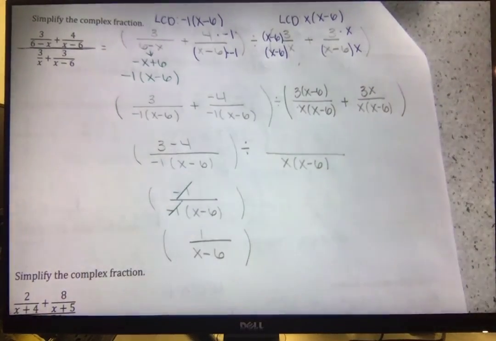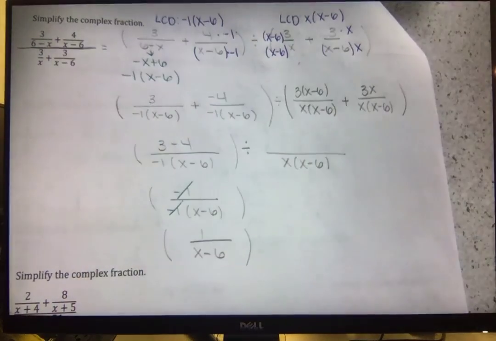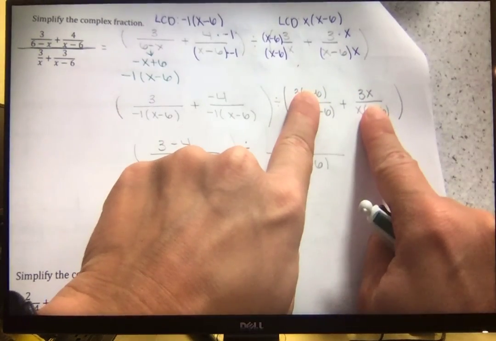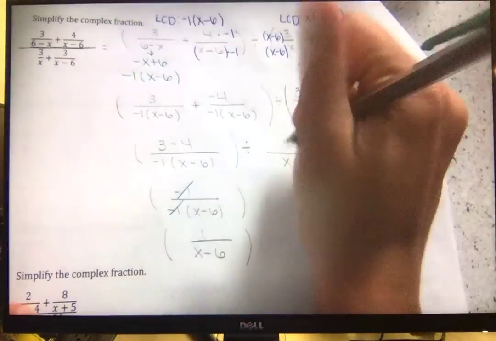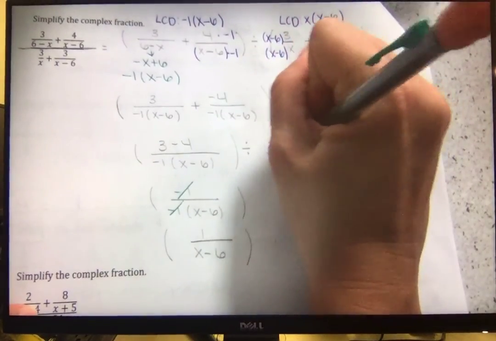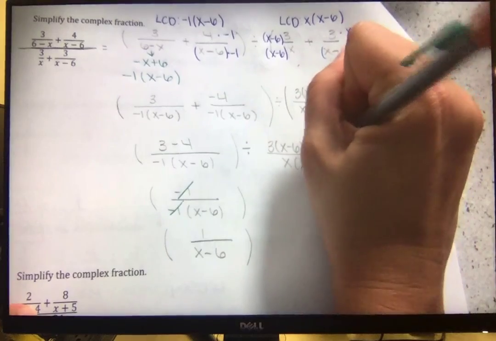Can I skip a step and go ahead and distribute my 3? Why did you do that? Because these two things are being added together. So, okay, I'll write it out. But you just said the last one we need to simplify. Yeah, you're right. I did say that.